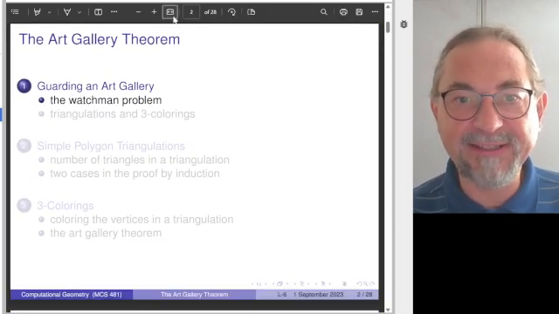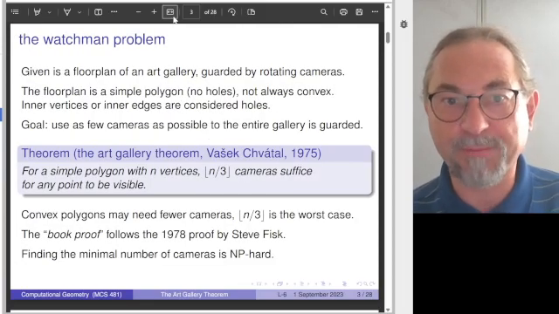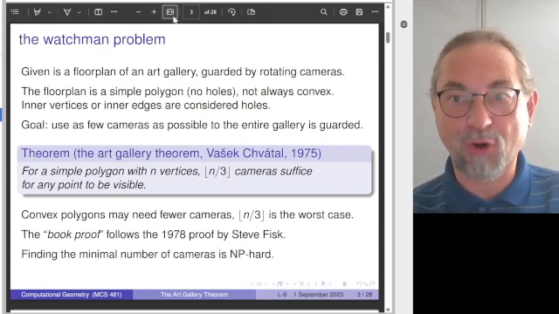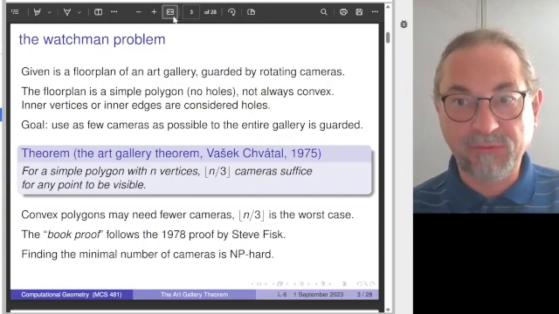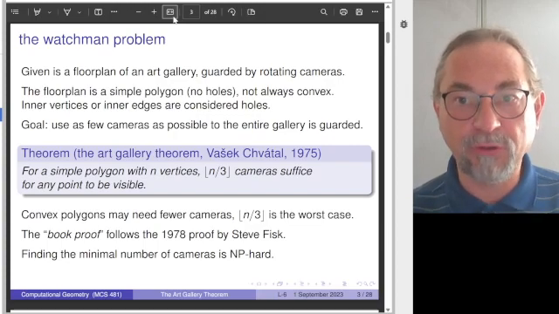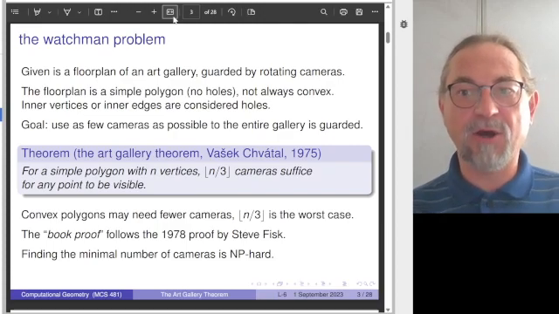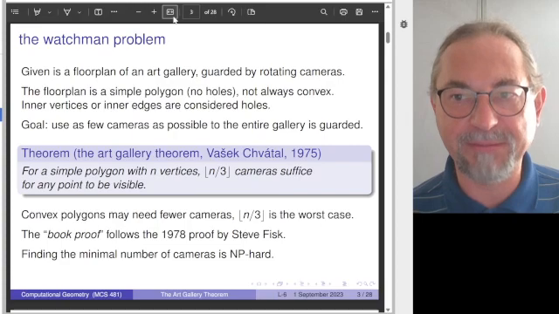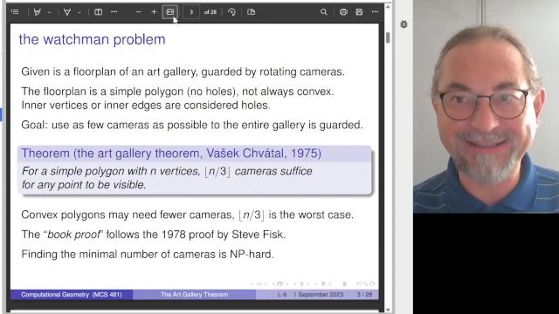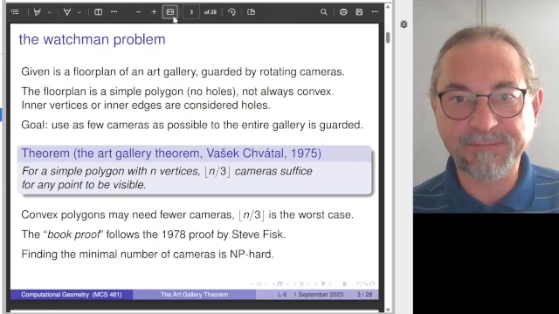What is now the Watchman problem? So here it is. We have a floor plan, and the floor plan is a polygon. We have worked with convex polygons, but to allow for general floor plans, our polygons do not need to be convex. Now, they should not have holes in them. Holes might be important later on. Holes are vertices inside the polygon or inside edges.